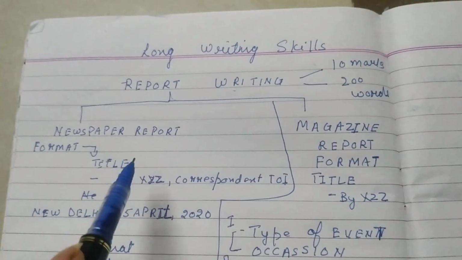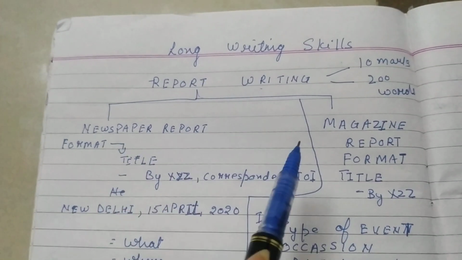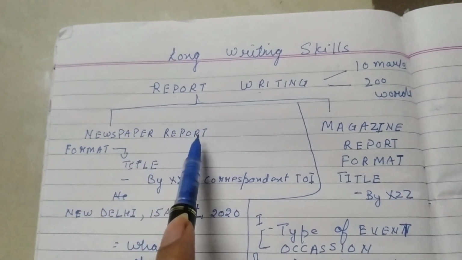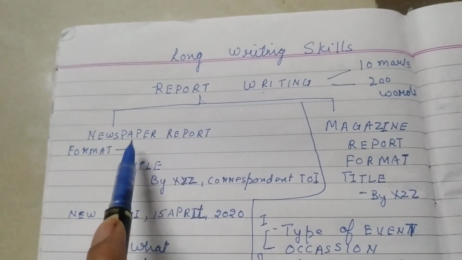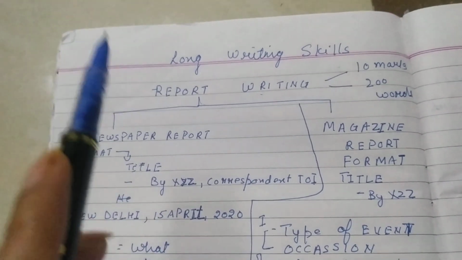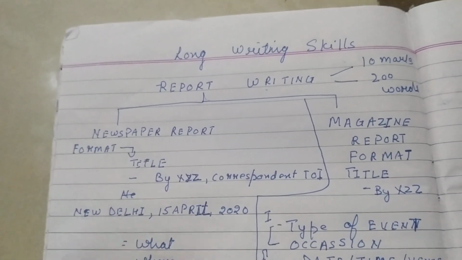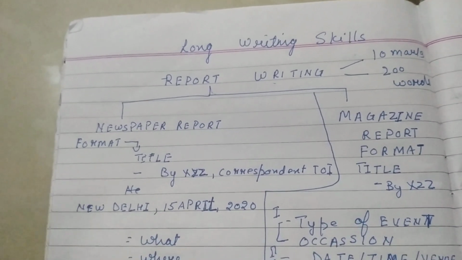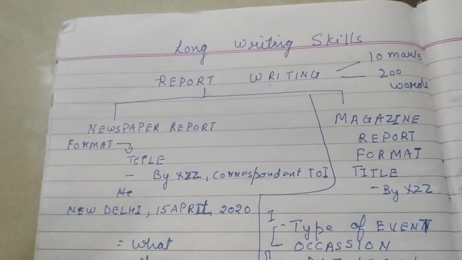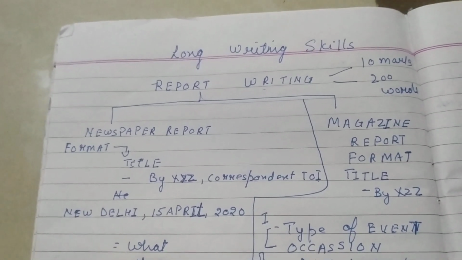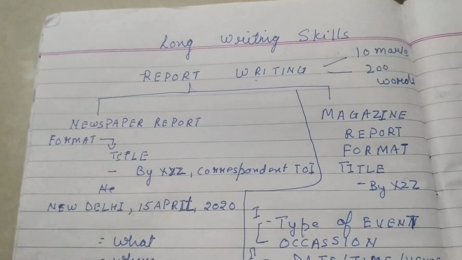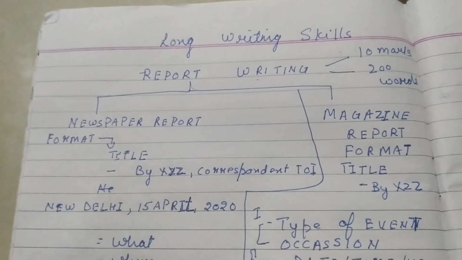Students, report writing is further classified into two parts: newspaper report and magazine report. A newspaper report, as the name suggests, comes in the newspaper and gives us knowledge about various incidents that happened around. It can be an accident, it can be any function that happened in society, it can be an inauguration ceremony. Basically, that is to be informed to the masses.